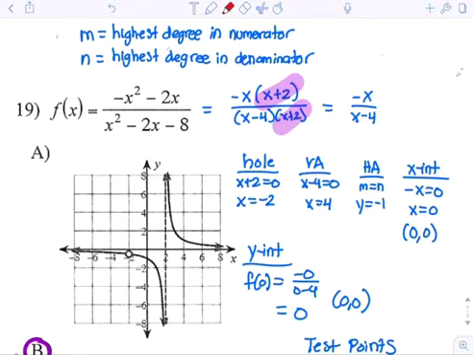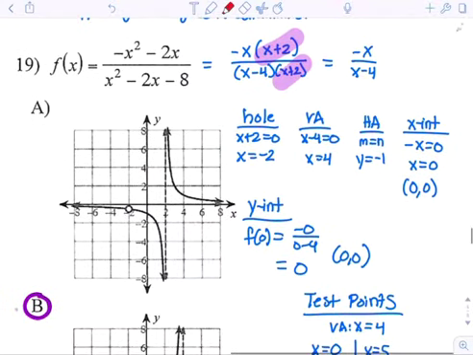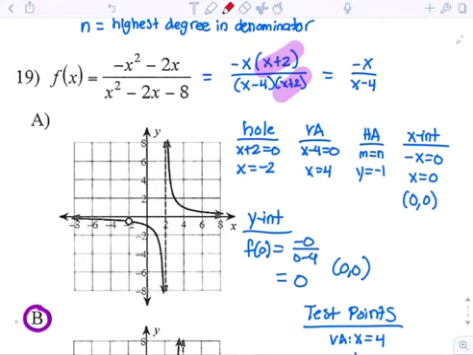Horizontal asymptote, you look at your original and you look at the degrees. That one's highest degree is 2, that one's highest degree is 2. So the degrees in the numerator and denominator are the same, which means you just look at your coefficients. Coefficient of -1 over 1 is simply going to be y equals -1 for your horizontal asymptote. X-intercept, set the numerator equal to 0, and that's just going to be x equals 0, so (0, 0). And y-intercept, you just substitute 0 in there, which will just be 0, so (0, 0).